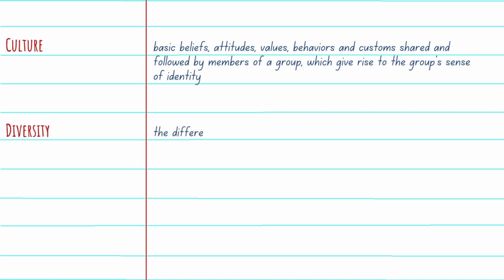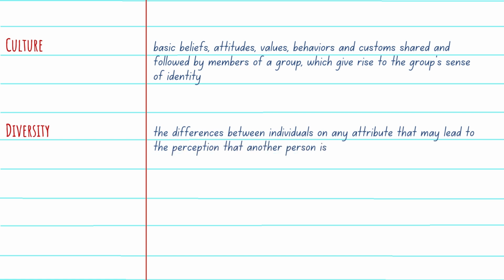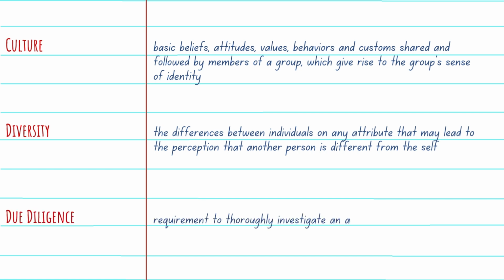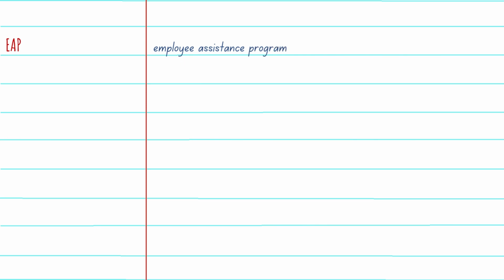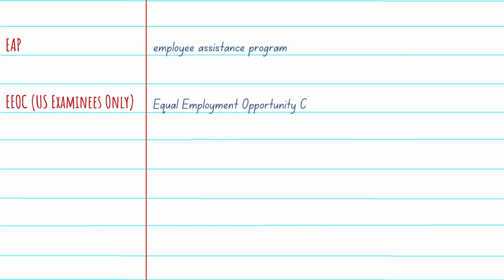Diversity is the differences between individuals on any attribute that may lead to the perception that another person is different from the self. Due diligence is the requirement to thoroughly investigate an action before it is taken through diligent research and evaluation. EAP stands for Employee Assistance Program, and EEOC stands for Equal Employment Opportunity Commission.